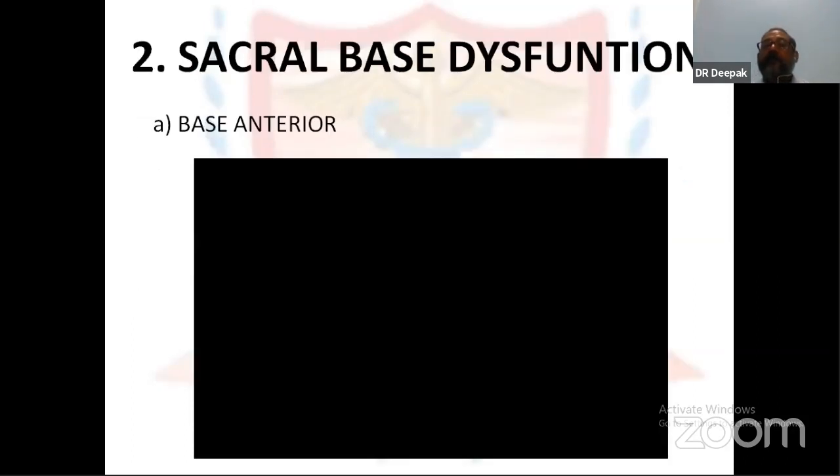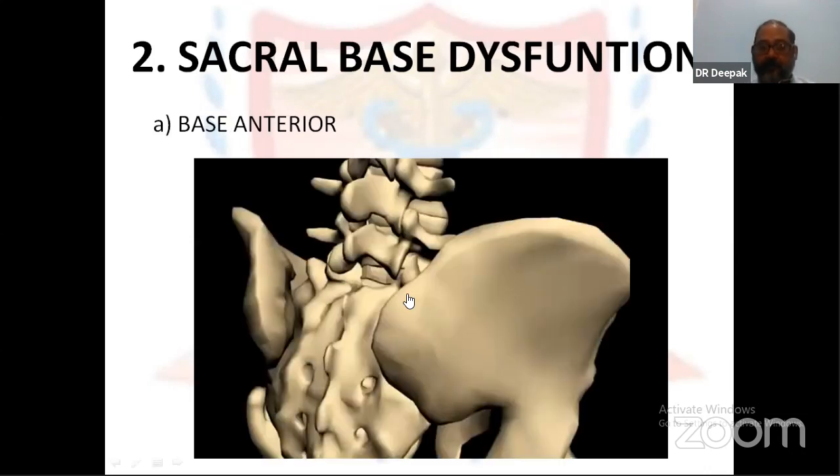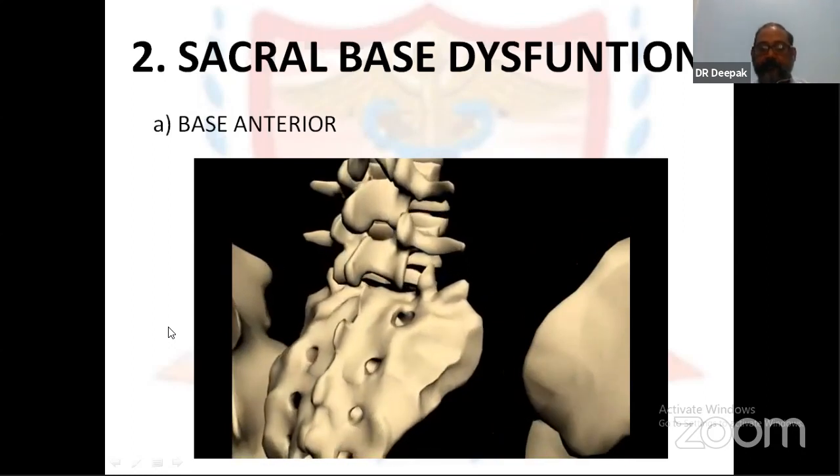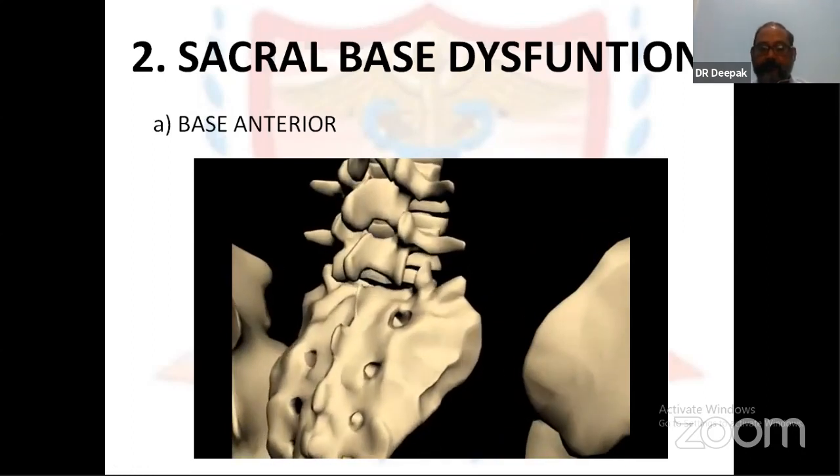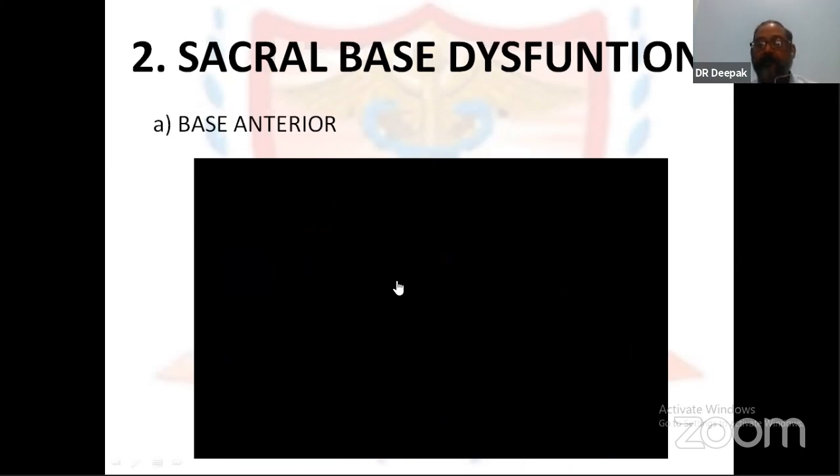Then next is sacral base dysfunction. In sacral base dysfunction, the base of the sacrum is going in the anterior direction or posterior direction. The first is base anterior dysfunction, that is, the base of the sacrum is going in the anterior direction. Look at this video. I am playing it again. The sacrum is moving in the anterior direction and stuck in that anterior direction.